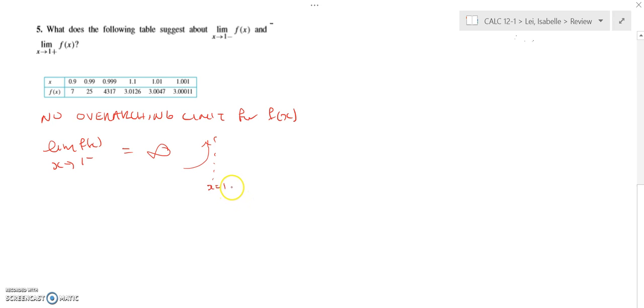So this is x equals 1. And then from the right side, the numbers start at 3.0126, and they keep going down, but it doesn't seem like it's going to go under 3, so we can safely assume that from the right side, the function will be going to 3. So say there's 3 here, the function will be going to 3, whatever the function is to begin with. So the limit of f of x as x approaches 1 from the positive side equals 3. And we can tell this by the information that the table is giving us.